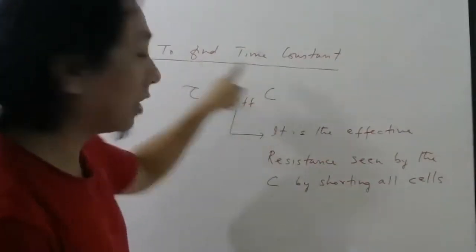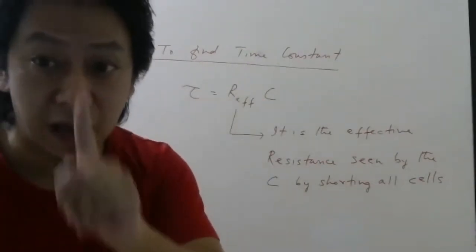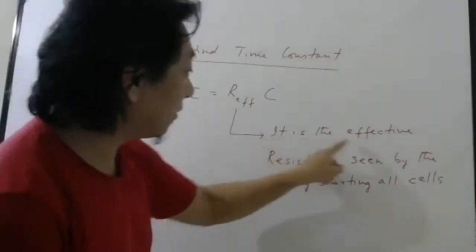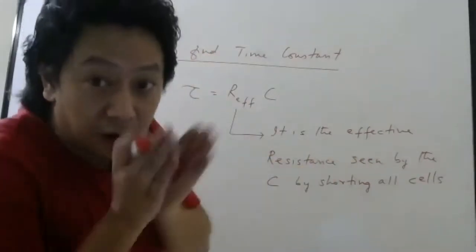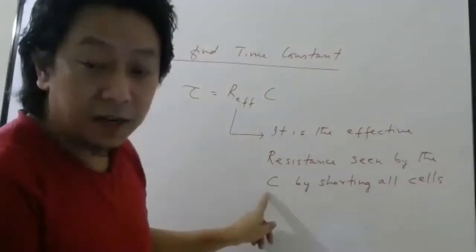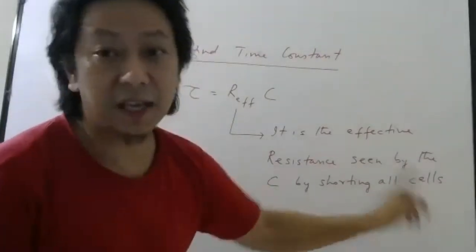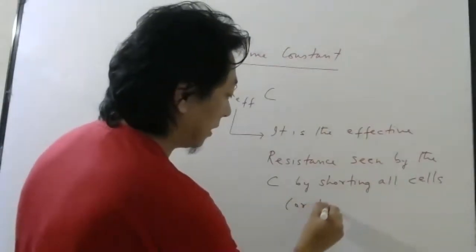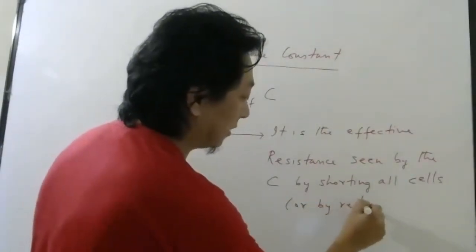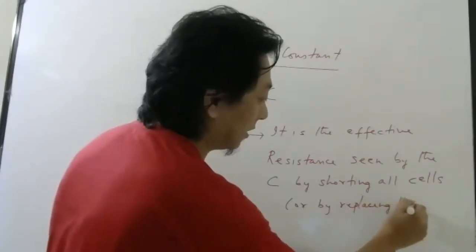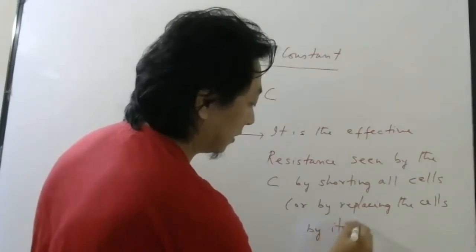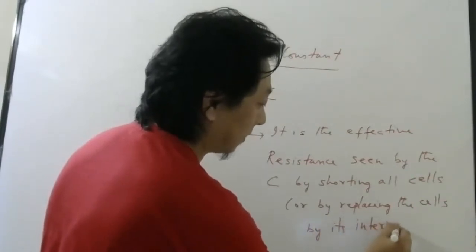Okay, let me repeat. The time constant formula will be the same, RC, but that R will be R effective. What will be R effective? It is the effective resistance seen from the capacitor by shorting all cells, or by replacing the cells by their internal resistance.